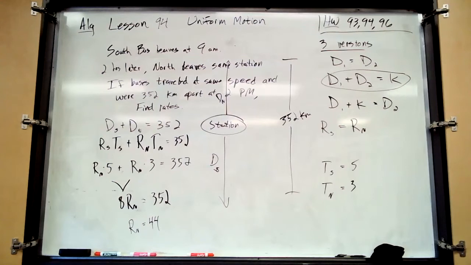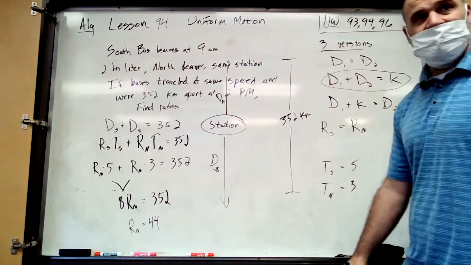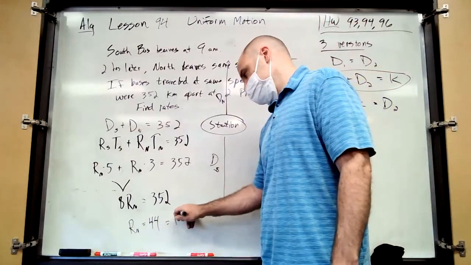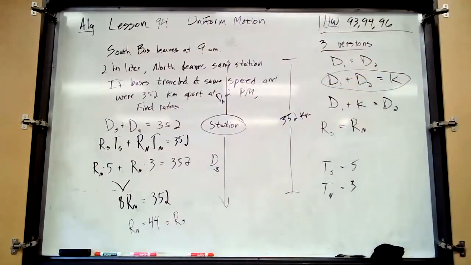So now we're just asked to find the rates, and we just did, because guess what? Rn equals Rs. So let's just make sure it works, shall we? So Rn traveled for 3 hours at 44 kilometers an hour. So what is that? 132 kilometers. And then the southbound train traveled for 5 hours at 44. So that's 220, I think. So 220 plus 132 is 352. That works. See what we did?